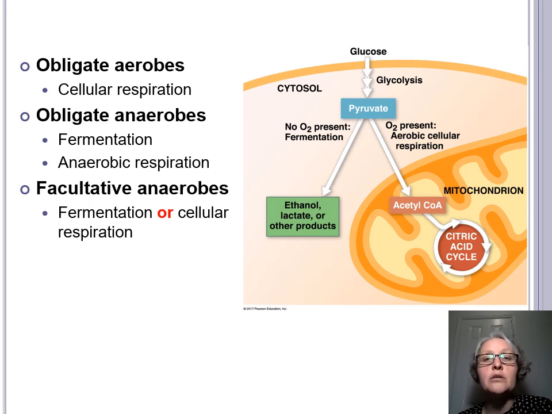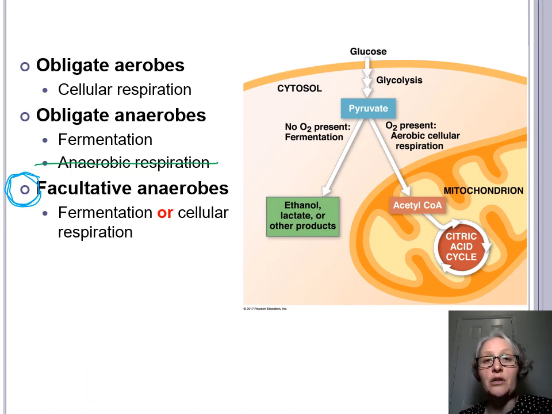There are also organisms called obligate anaerobes. These are organisms that are poisoned by oxygen. So these are organisms that always do fermentation, or that weird third thing that we're never talking about called anaerobic respiration. And then you've got this interesting class of organisms called facultative anaerobes. Facultative anaerobes have the ability to switch between fermentation or cellular respiration.